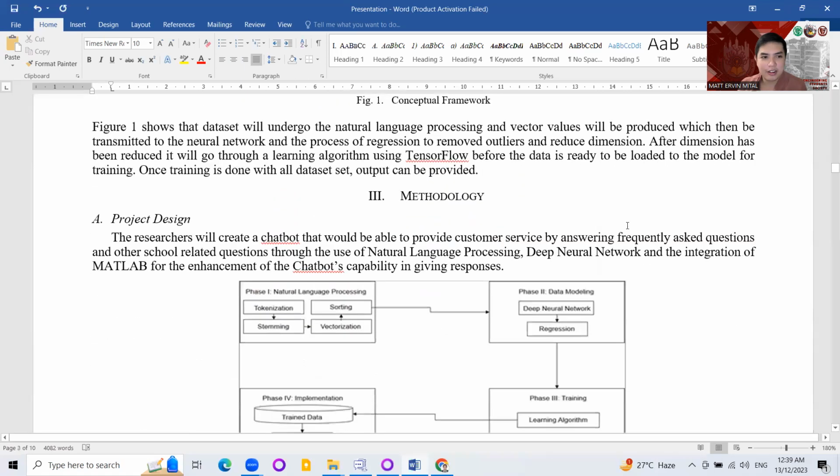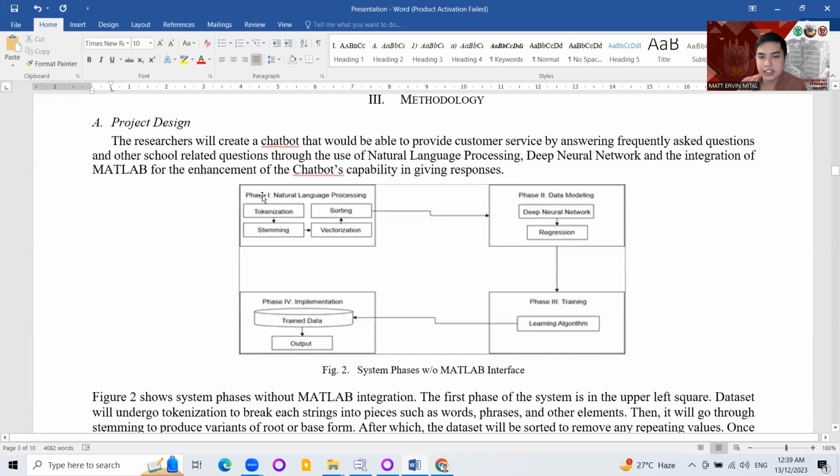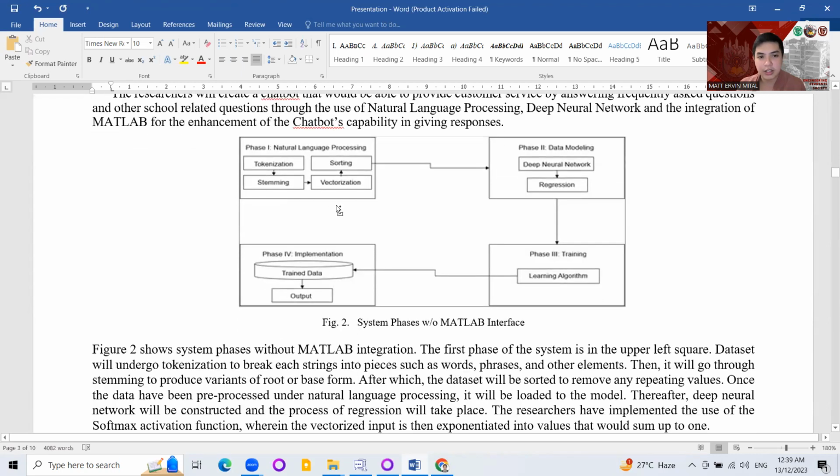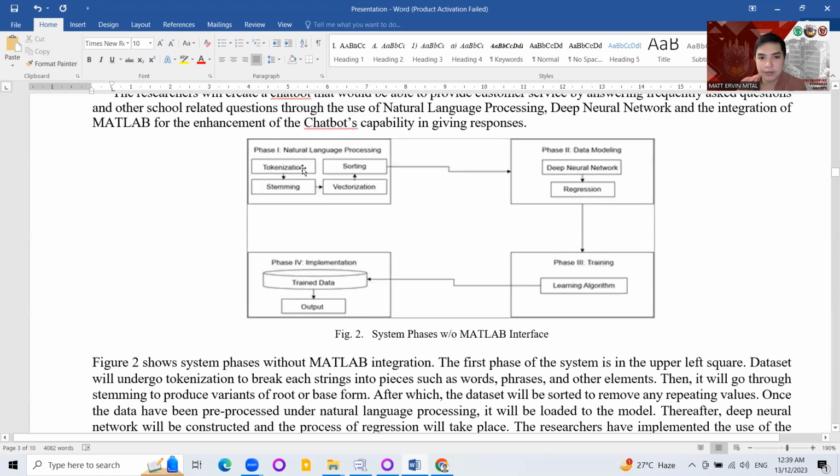For our project design, the first phase would be the natural language processing. It is divided into four parts. Let me zoom on that: tokenization, stemming, vectorization, and sorting.